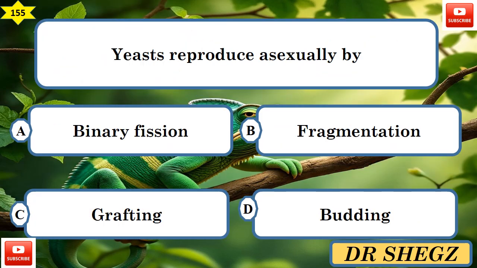Yeast reproduce asexually by budding. So yeast reproduce asexually by budding.